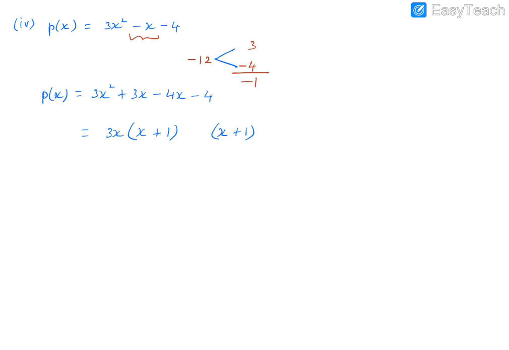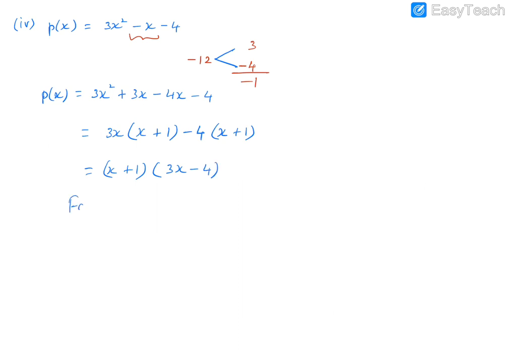We'll figure out with what number, if you multiply this term in the bracket, we will get the second half of the expression. Clearly it is going to be -4. So -4 into x is -4x, and -4 into +1 is -4. Now we can take (x + 1) as the common factor, and we will have (3x - 4).